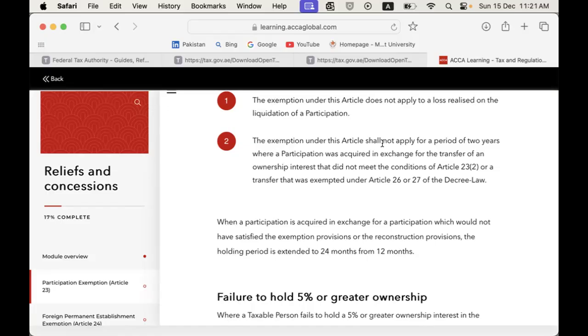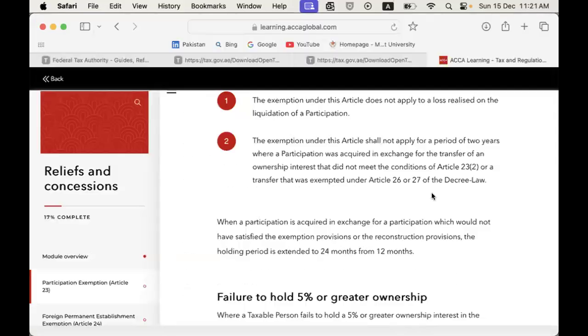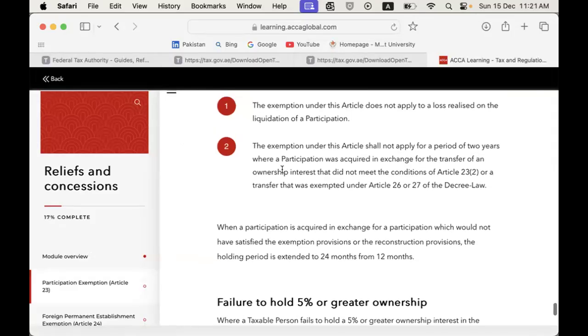The exemption under this article shall not apply for a period of 2 years where a participation was acquired in exchange for the transfer of an ownership interest that did not meet the conditions of Article 23, or a transfer that was exempted under Article 26 or 27 of the decree law. Let's see what Articles 26 and 27 of the decree law are. Article 26 is transfers within a qualifying group. Yes. And 27 is business restructuring relief. Right. Okay, very good.